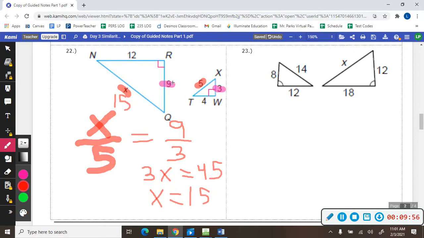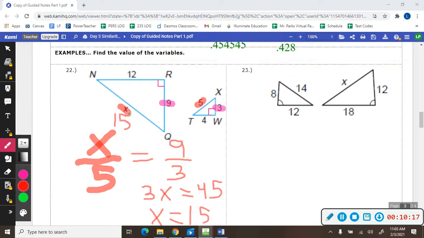You could look at 3 to 9, and you see that 3 times 3 is 9. So you're multiplying by 3. 3 is the scale factor going from small to large. So if 3 times 3 is 9, then this one must also be multiplied by 3. So you would say 5 times 3 and you get 15. That's probably much easier to do it that way.